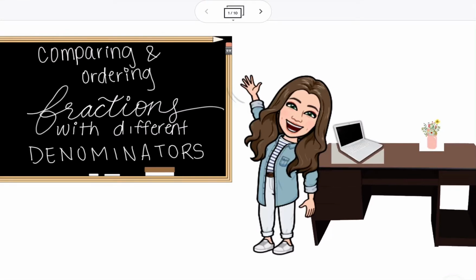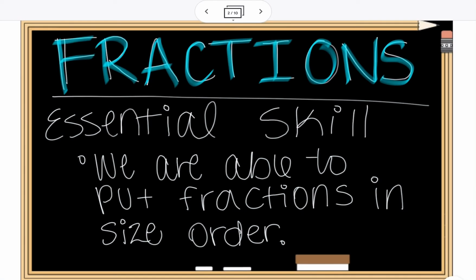Hello everyone! Today we are going to be comparing and ordering fractions with different denominators. We are going to use fraction strips as our strategy today. So fractions, the essential skill for this is to be able to put fractions in size order. We want to be able to compare these fractions with the other fractions.